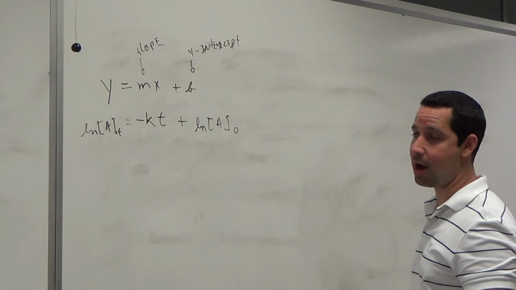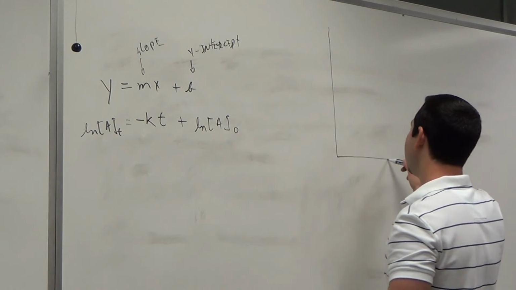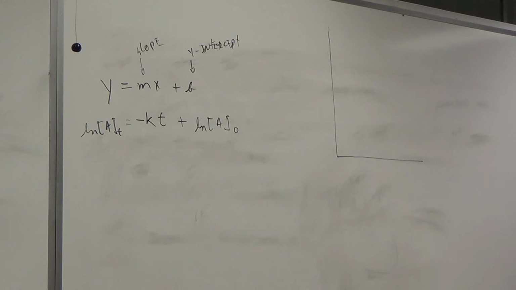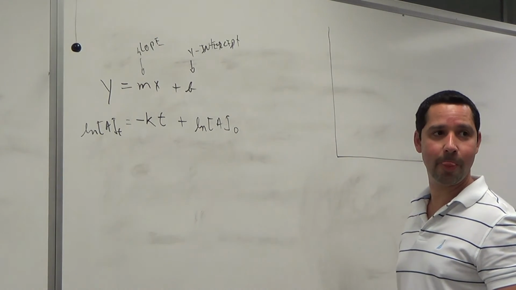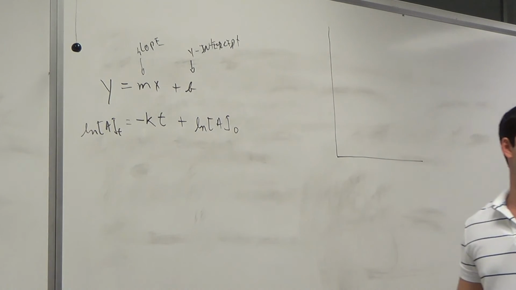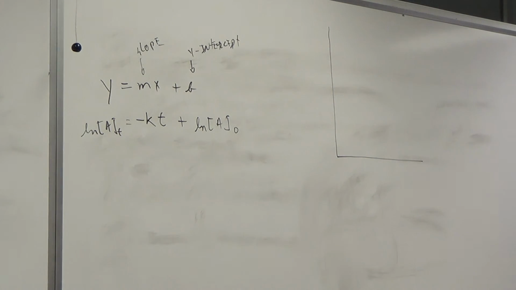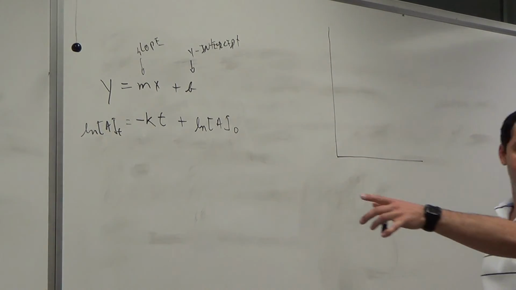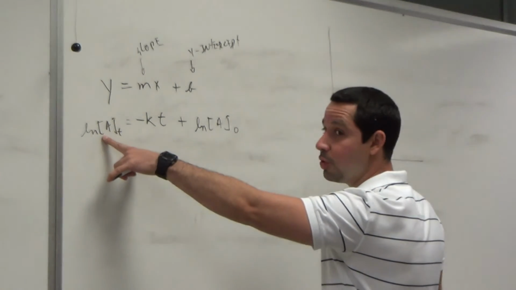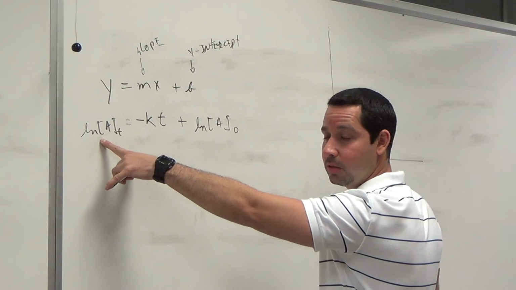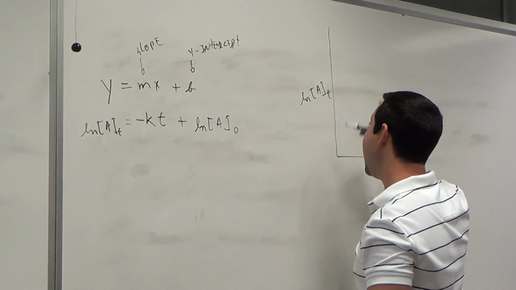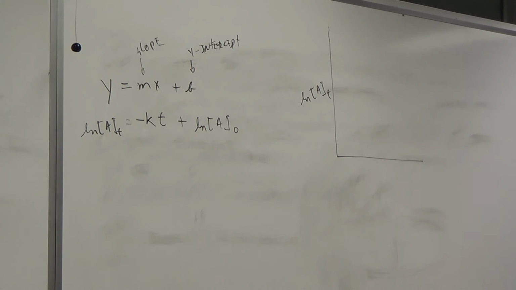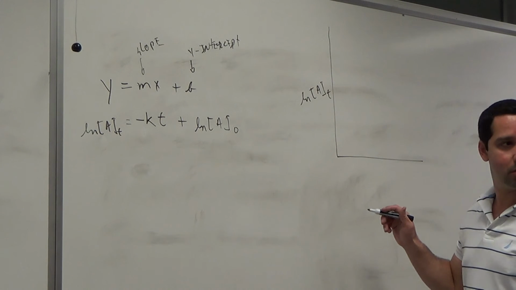So let's build this graph. Here's a graph. What's on the y-axis? Concentration? Not concentration. What's on the y-axis? ln of concentration, ln of A_t. Not concentration. ln of the concentration. What's on the x-axis? Time.